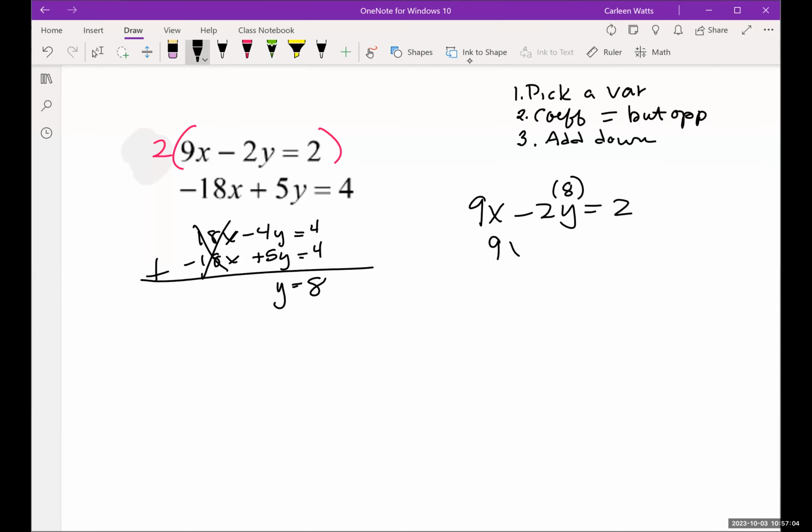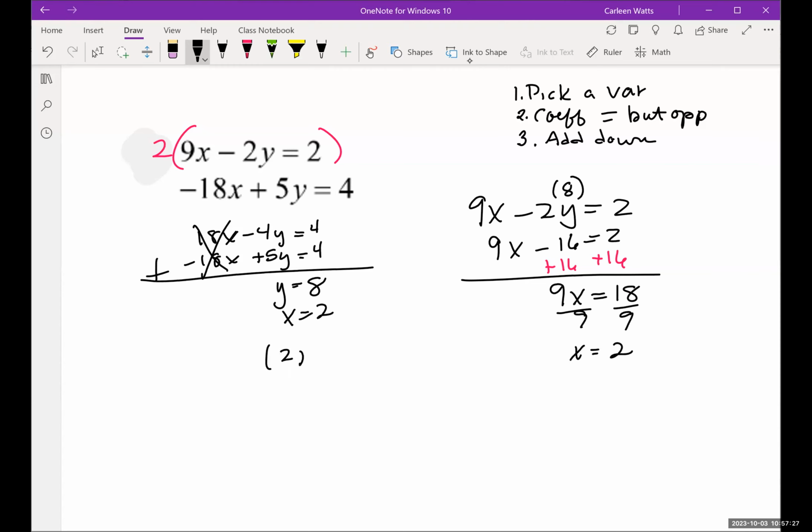So 9x minus 16 equals 2. Add 16. 9x is equal to 18. Divide by 9. x equals 2. So my ordered pair is (2, 8). That is the point where the two lines would intersect.